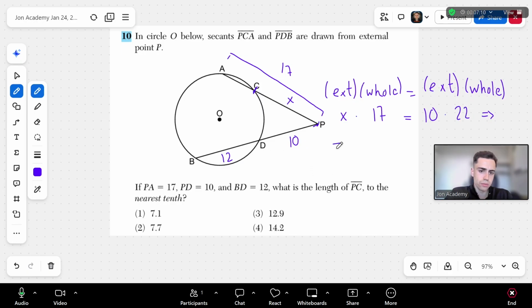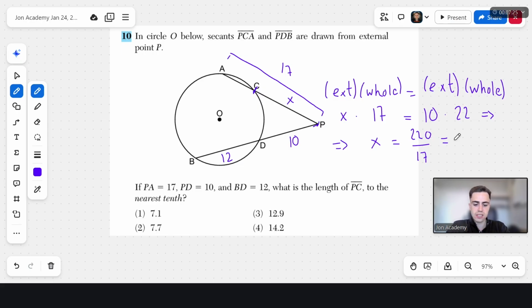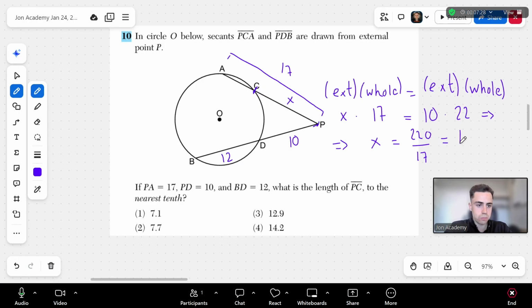And now we can solve this, and we are going to get that X equals 220 divided by 17. And if we write it in the calculator, what are we getting there? The answer is going to be 12.94. And if we want to round to the nearest tenth, it's going to be rounding down to 12.9. Therefore, the answer is the third one here.